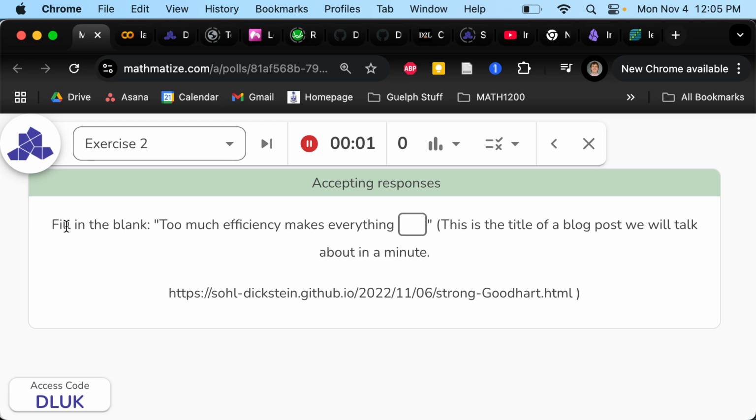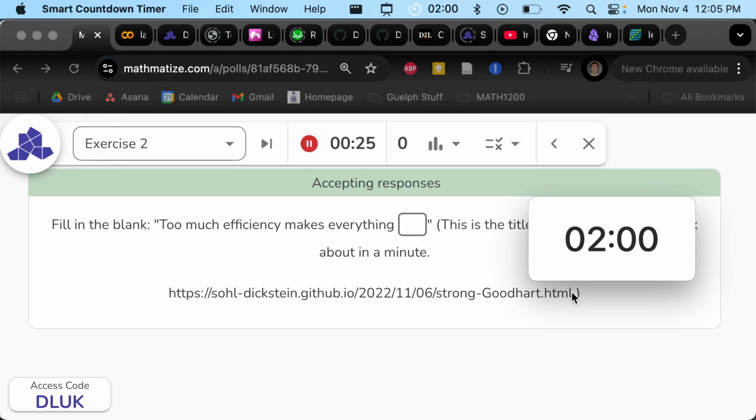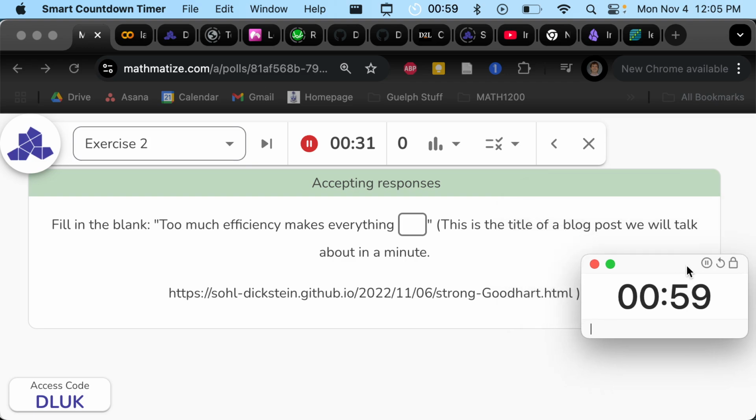Okay, fill in the blank. Too much efficiency makes everything blank. This is the title of a blog post we will talk about, and this is linked to the blog post. We're going to read this, and it's about regularization in real life, so we're going to have a little mini philosophy class about real life. But I'm curious about your thoughts. Too much efficiency makes everything blank. All right, I'll give you 1 minute. Come up with your favorite blank. I think it has to be one word, so don't give me a paragraph. One word.